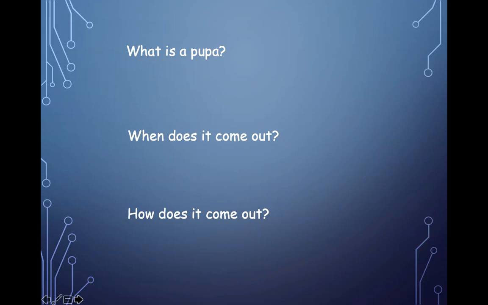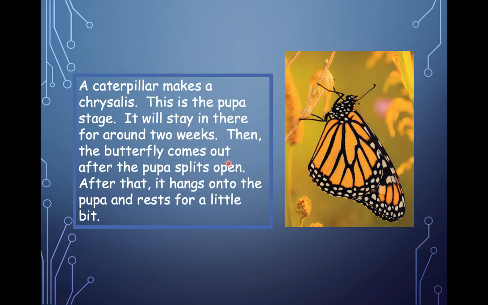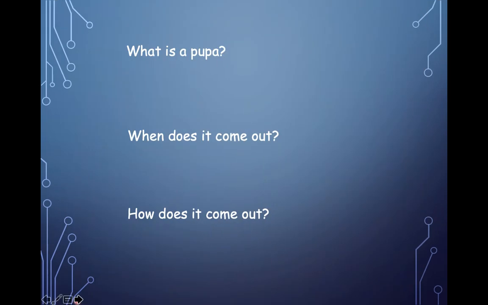What is a pupa? What are you thinking? You're right. We know that the pupa is this part right here. This is the pupa stage. When it was in there, it was in the pupa stage. Good job. We can see it from the picture. It's when it has its chrysalis. We can find that in the words. You guys are excellent at this.